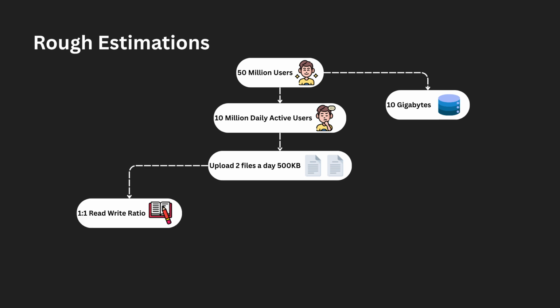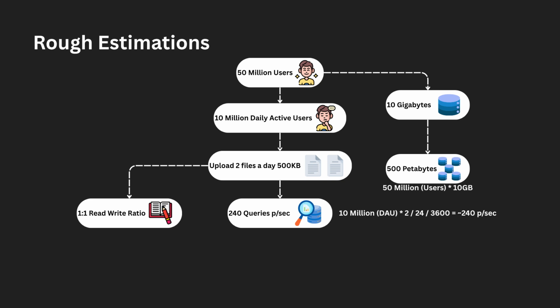The total disk space required will be 500 petabytes. That is 10 gigabytes times 50 million users. The queries per second for upload is roughly 240. We expect the peak queries per second to be 480.